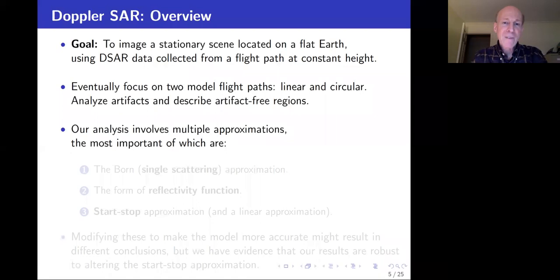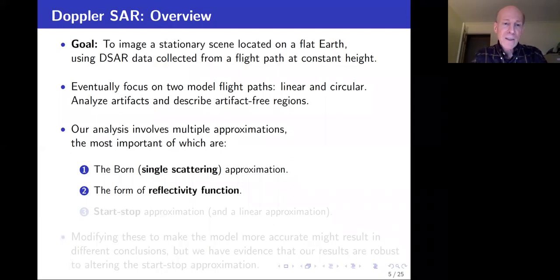Now, the analysis involves, as I said, multiple approximations, each one of which one can certainly ask, is it justified? The most important of these are the following. First of all, we use a single scattering or Born approximation. Of course, this is very widely used. It certainly would be interesting to see what happens in the presence of significant multiple scattering for some kinds of features on the Earth's surface that might be of interest. We have not done that.